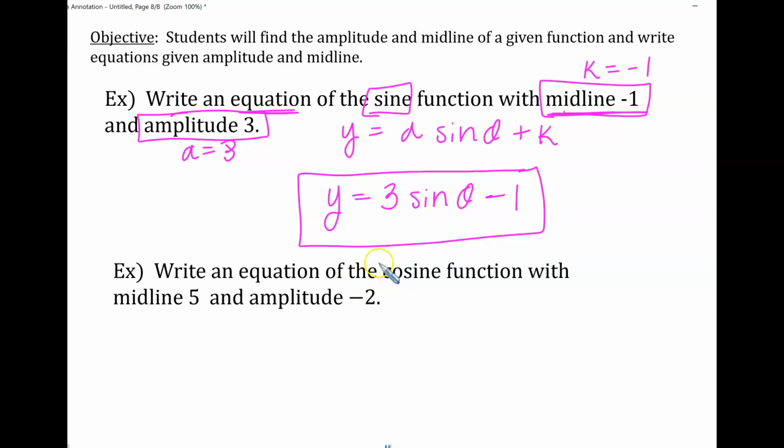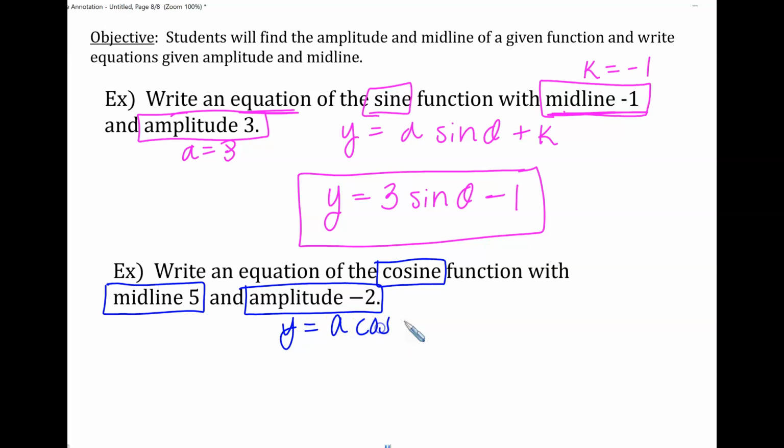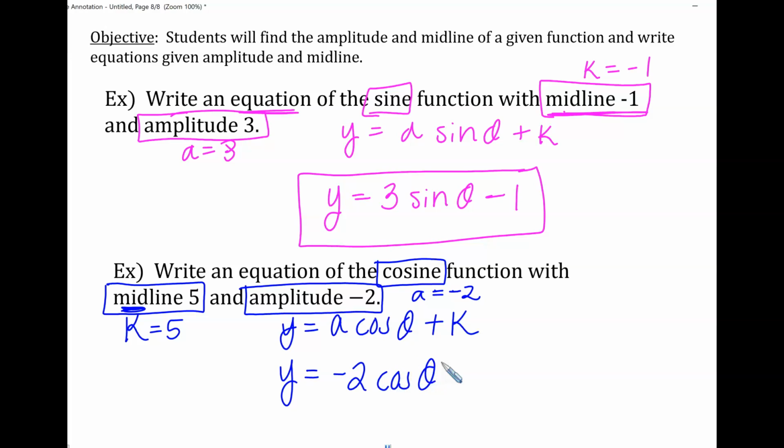So let's look at the next example. This one's still an equation. This time it is cosine with midline of 5, and then amplitude is -2. So my equation is going to be y is equal to a cosine of theta plus k. My midline k is going to be 5, and amplitude is -2, so a is -2. I'm just going to plug in: y is equal to -2 cosine of theta plus 5. So this is my equation.